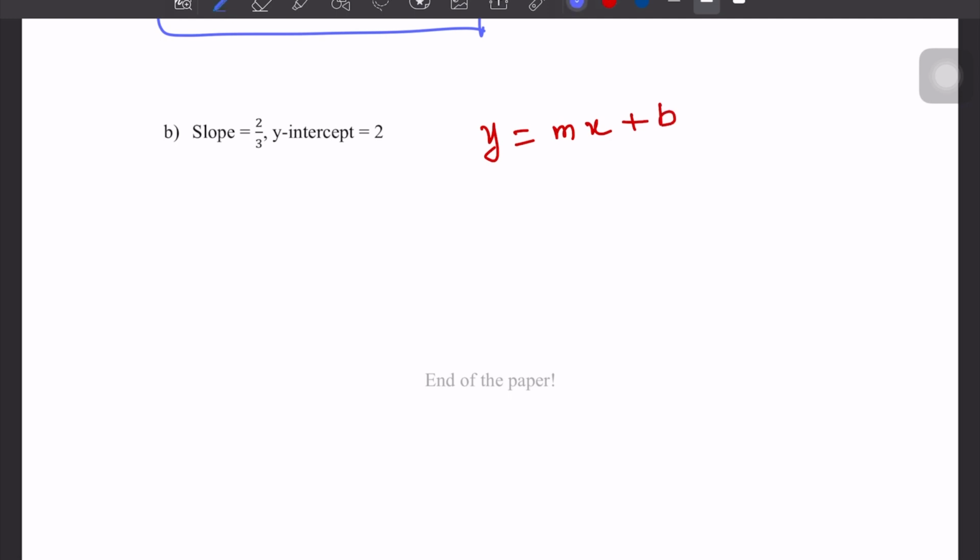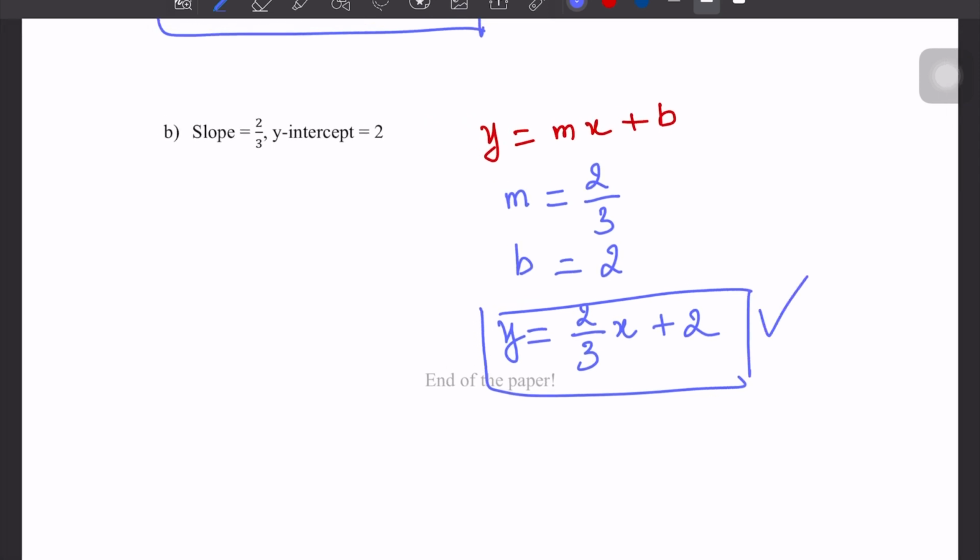The second one, step 1, write the formula again, y equals mx plus b. Step 2, determine m equals 2 over 3 and b equals 2. Step 3, substitution, y equals 2/3x plus 2. 1 for correct answer and 1 for method.